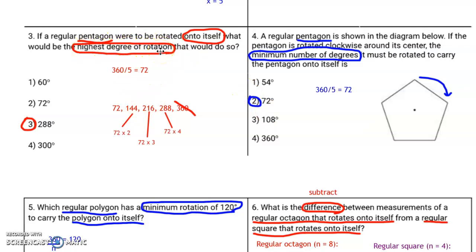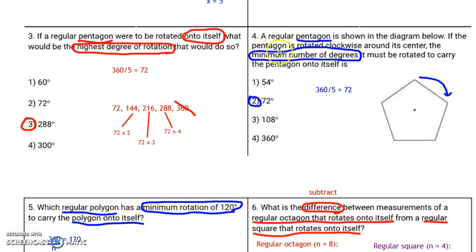Here we're looking for the highest degree of rotation. Remember, the minimum degree of rotation formula is 360 divided by the number of sides. Pentagon is 5 sides. This is the minimum degree of rotation, but it's not the highest degree of rotation. All we got to do is add 72 a bunch of times. It's 72, 144, 216, 288, but we never use 360 for reasons that I'll talk about later.